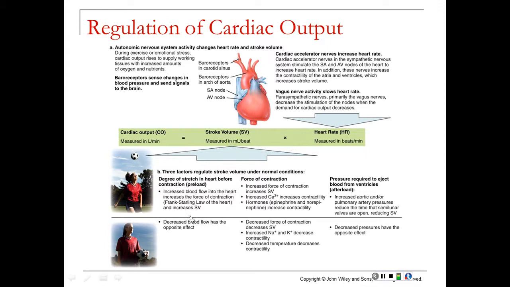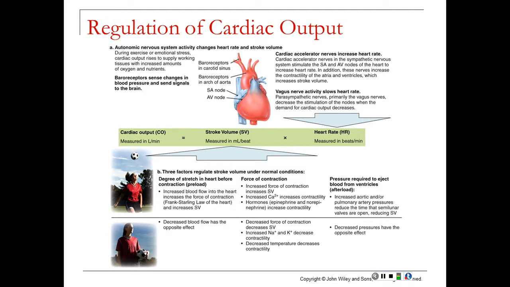There are also factors that are going to affect stroke volume under normal conditions, including that degree of stretch via that Frank-Starling law that I mentioned. Increased blood flow is going to increase the force of contraction as well as increase the stroke volume. Decreased blood flow is going to decrease the contraction force and decrease stroke volume. The force of contraction is going to be increased by increased calcium as well as epinephrine and norepinephrine. Decreased force of contraction is going to decrease stroke volume. Increased levels of sodium and potassium are going to decrease contractility. Decreased body temperature is also going to decrease contractility.